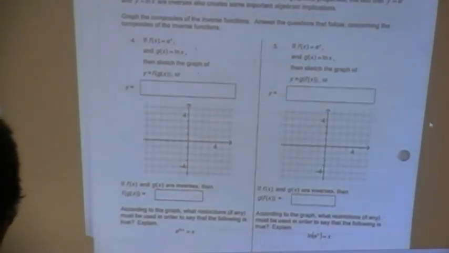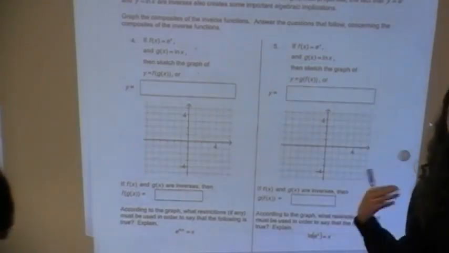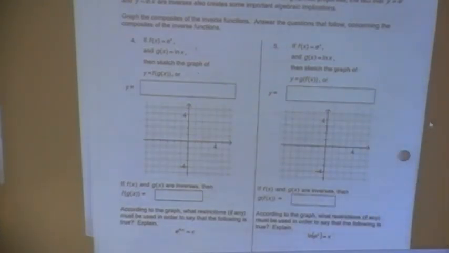So, it says, the fact that they are inverses creates an important algebraic implication. We're going to do something a little bit different than what we've done. We are going to graph what's called a composite. So we're going to take these two inverses, and you can do this with any inverses, like x squared and square root of x are inverses. This will work for those two. But they're asking you to build a composite function. So they're saying f of x equals e to the x power, and g of x equals ln x. So these are your two inverses.